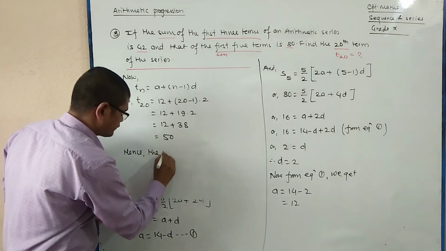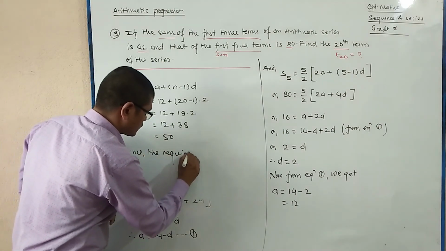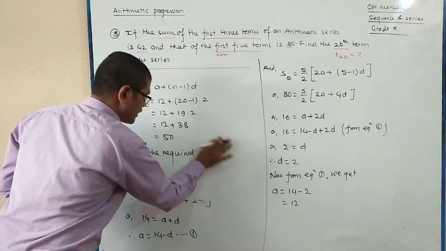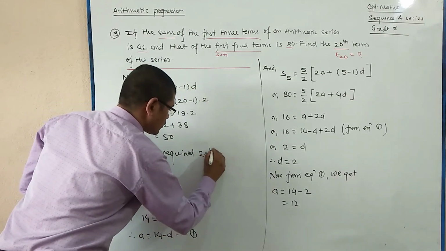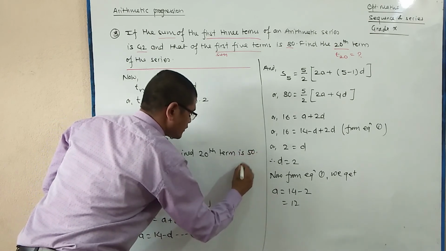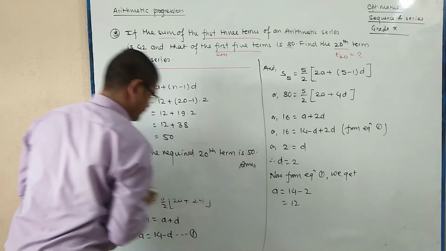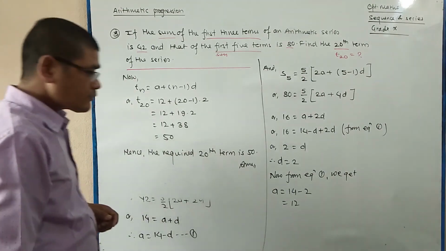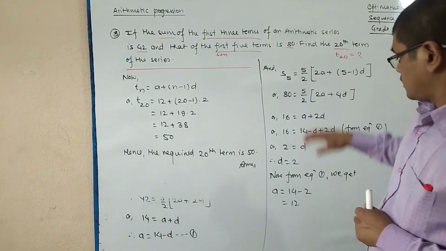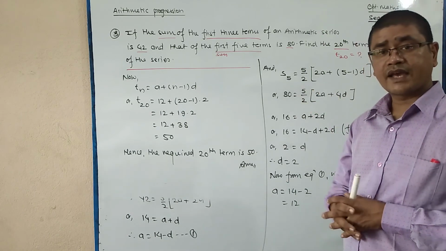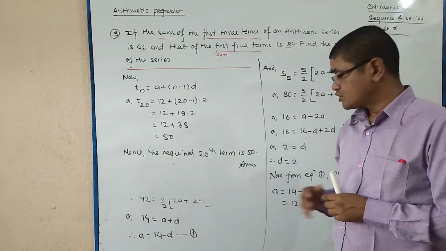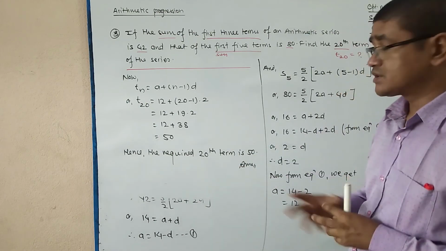Hence, the required 20th term is 50. Answer. Okay. In this way we have calculated this problem to get the required solution. Yeah, I hope students you enjoyed here.